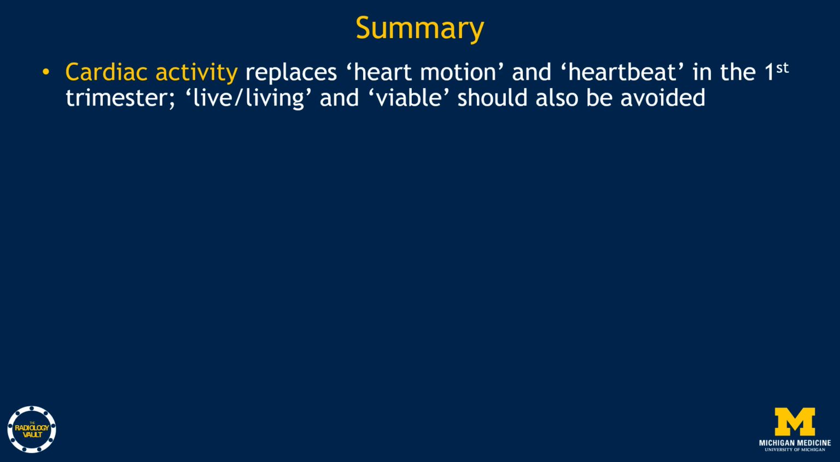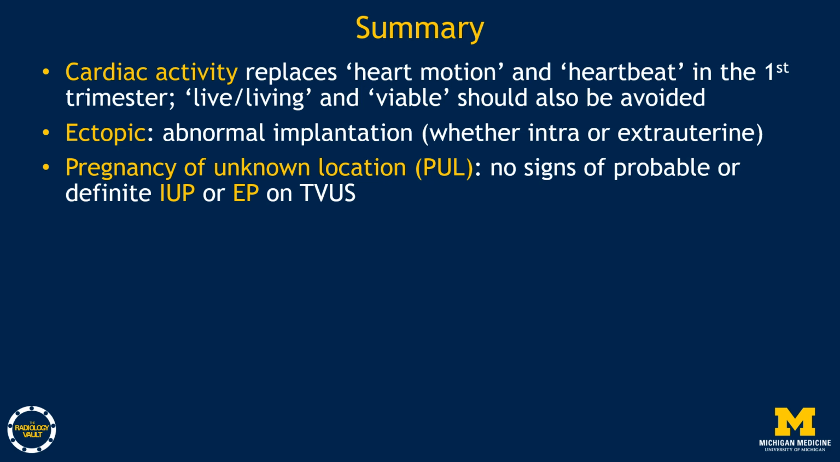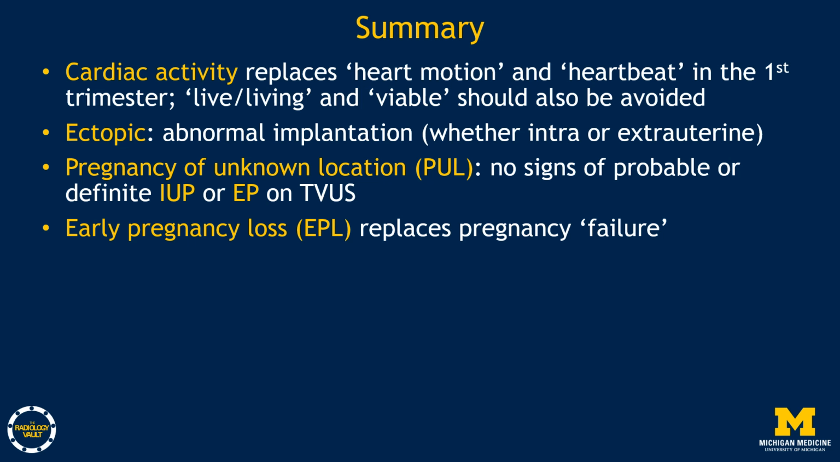So in summary, cardiac activity replaces the terms heart motion and heartbeat in the first trimester because the heart's not fully formed. The terms live and living and viable should be avoided because they can cause confusion for non-medical professionals. Ectopic pregnancy is an abnormal implantation, whether it's intrauterine or extrauterine. Pregnancy of unknown location means that we have no signs of probable or definite intrauterine pregnancy or ectopic pregnancy on transvaginal ultrasound. And early pregnancy loss, or EPL, replaces the term pregnancy failure, although the terms for defining pregnancy loss are unchanged from the prior literature.